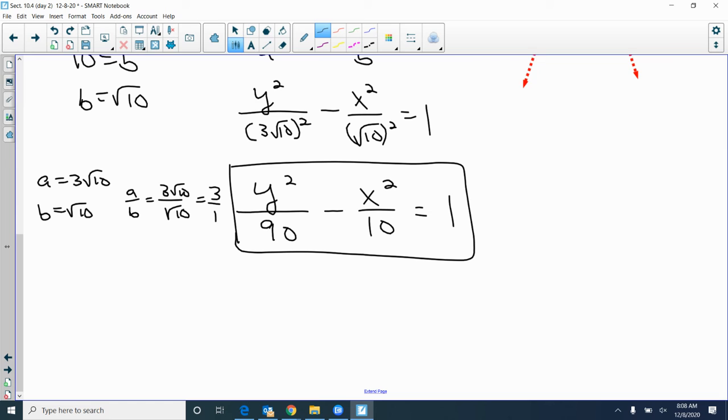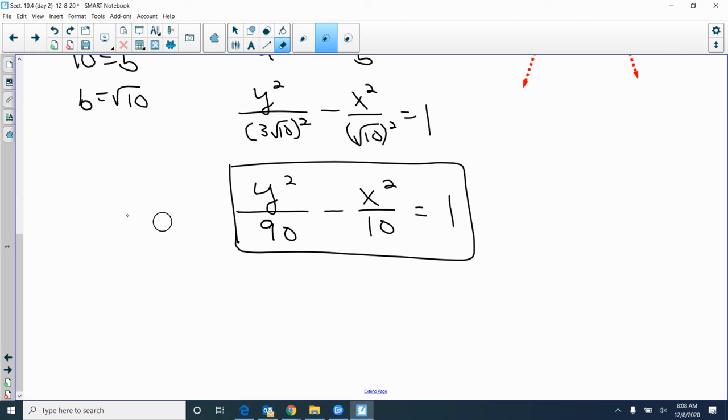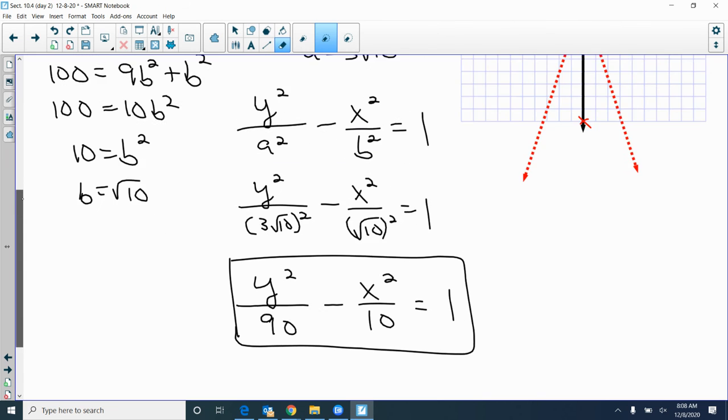One thing you can't assume, though, is that your final A value is 3 and your final B value is 1, because it may be a factor of those. Okay, so that's our final answer for that one. You just got to be careful there.